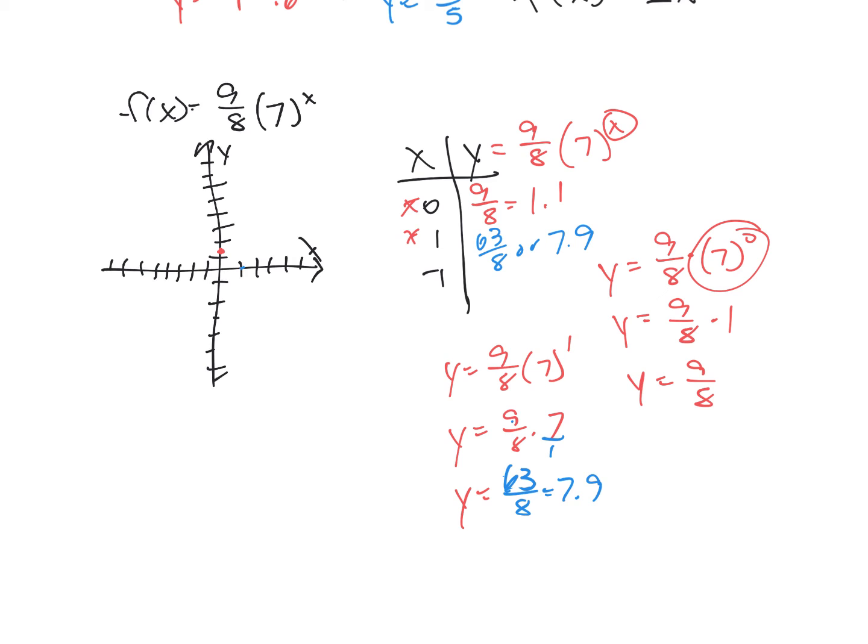So I'm going to go 1, and I'm going to go up 1, 2, 3, 4, 5, 6, 7, about here, right? And I'll erase these little guys right here. So we kind of have an idea where this is at.